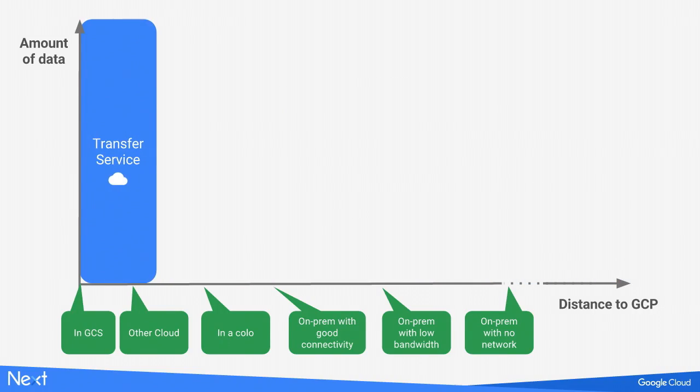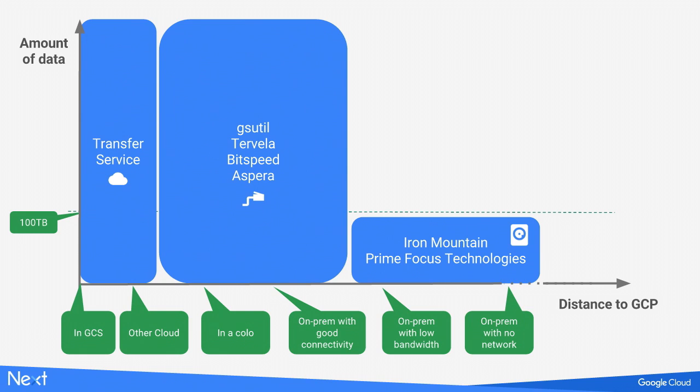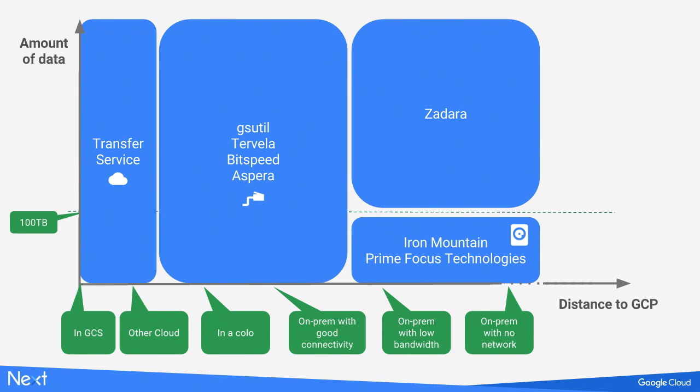So in summary, we have Transfer Service for cloud data, and gsutil and partner products for data in locations with good network. If you don't have a lot of data, say under 100 terabytes or so, you can use hard drive imports, because if you have more data, the number of hard drives becomes unmanageable. If you have more data or live data, then there's Zadara for you.